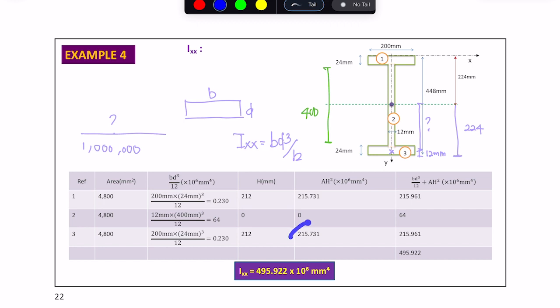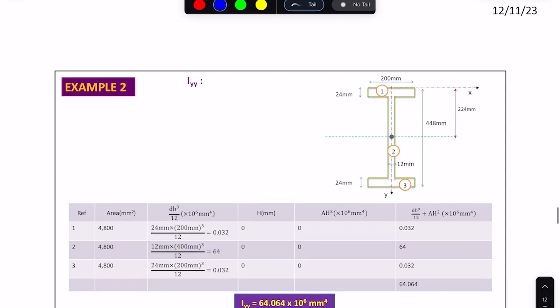So calculate sama juga and add AH square with the BD cube divide with 12, you will get this 215.961 times 10 power of 6. Add all together, it is 495.922 times 10 power of 6 mm power of 4. That is for IXX. Let's look at IYY.